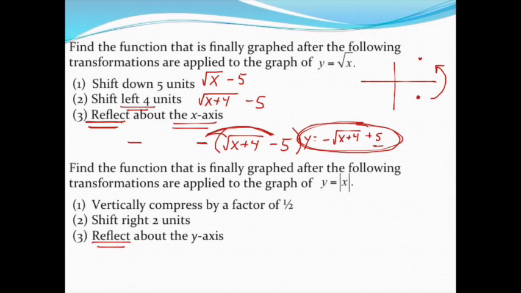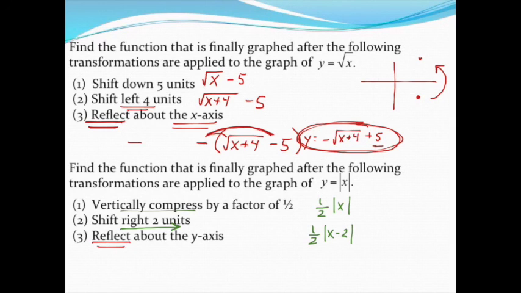And then let's finish with one more example, this time involving a reflection over the y-axis. Something very similar will happen this time. First up, I want to vertically compress, so this will occur outside, and it'll do what it says it's going to do. So 1/2 times the absolute value of x. Next up, I want to shift right 2 units. Well, if I want to go right 2, I need to do the opposite of what it says. Horizontal shifts are always opposite of what they say, so I'll actually subtract 2 to move to the right 2.